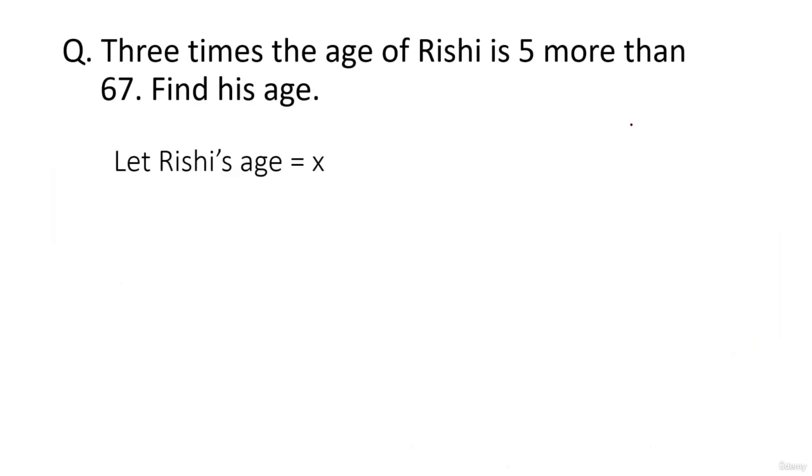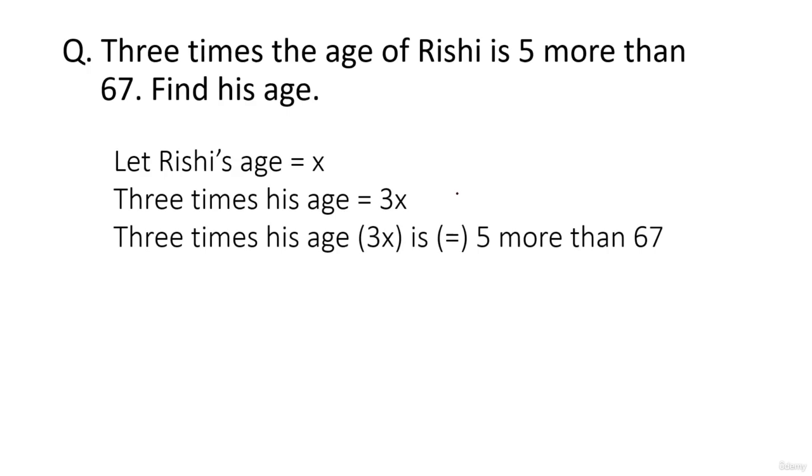Okay, you can select it as A, B, X, whatever is your choice, right? And accordingly, then you can solve it. Now, 3 times Rishi's current age will be 3 into X. Okay, so we have 3X now. And 3 times his age is, matlab, is equal to, right?